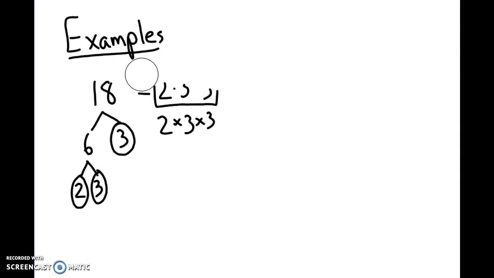Now let's try a different number. Let's make these numbers slightly larger. So let's look at something like 40. And actually what I'm going to do is write 40 over here as well, and we're going to do it two different ways.